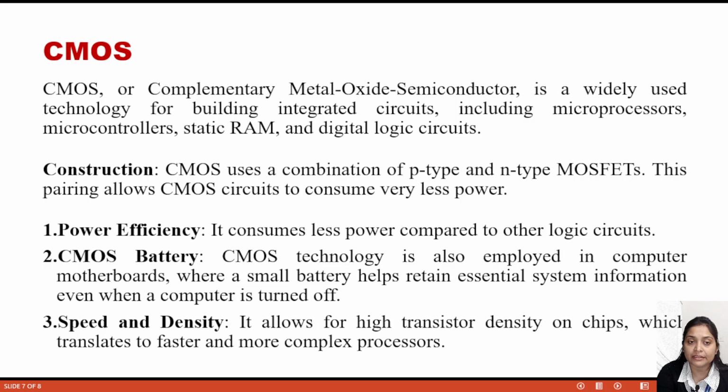Now there are some important characteristics. Power efficiency: I have already said that it consumes less power compared to other logic circuits, so it is very useful. Then CMOS battery: CMOS technology is also employed in computer motherboards, where a small battery helps retain essential system information even when the computer is off. Then speed and density: it allows a high transistor density on chips, which translates to faster and more complex processors. So these are the characteristics of CMOS.